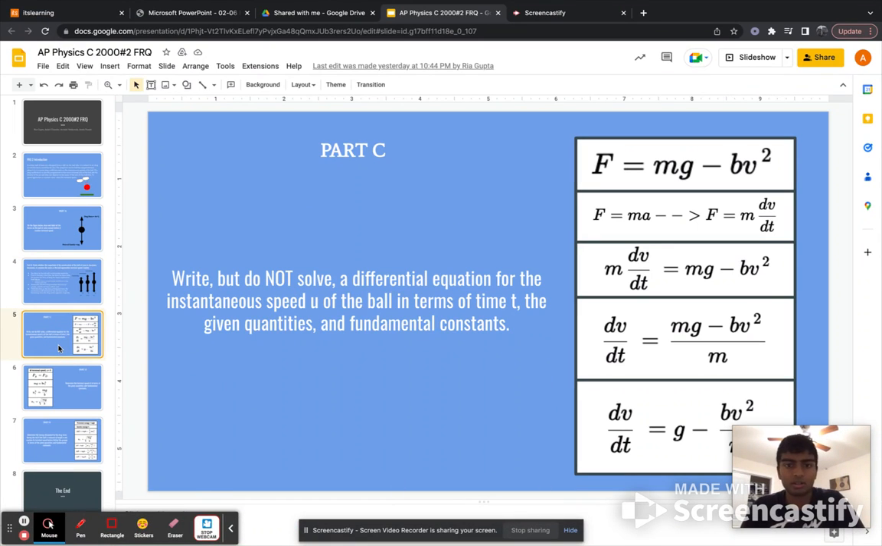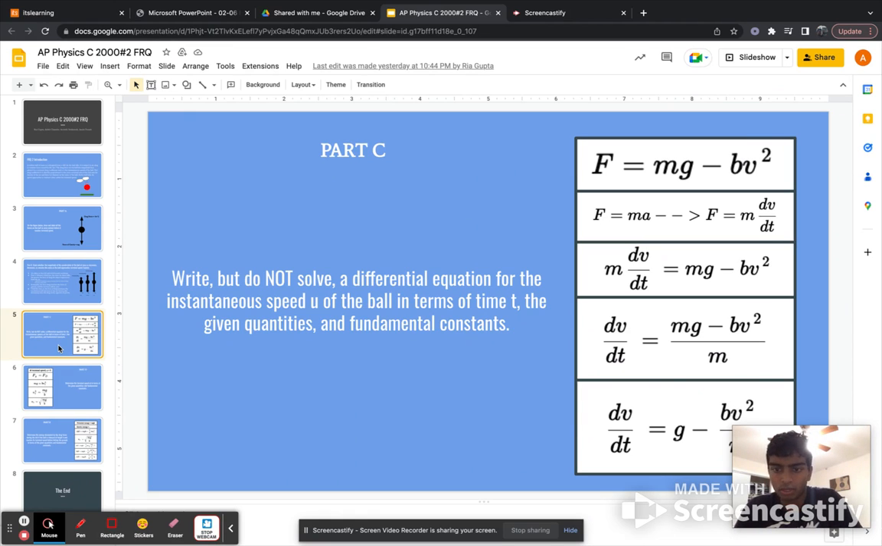Write, but do not solve, a differential equation for the instantaneous speed v of the ball in terms of the time t, the given quantities, and fundamental constants. So F equals mg, the force of gravity, minus bv squared, the drag force. And we know force equals mass times acceleration, so let's write that down. ma equals mg minus bv squared, and acceleration is also the derivative of velocity with respect to time, right? So we can replace a: m times dv/dt equals mg minus bv squared.